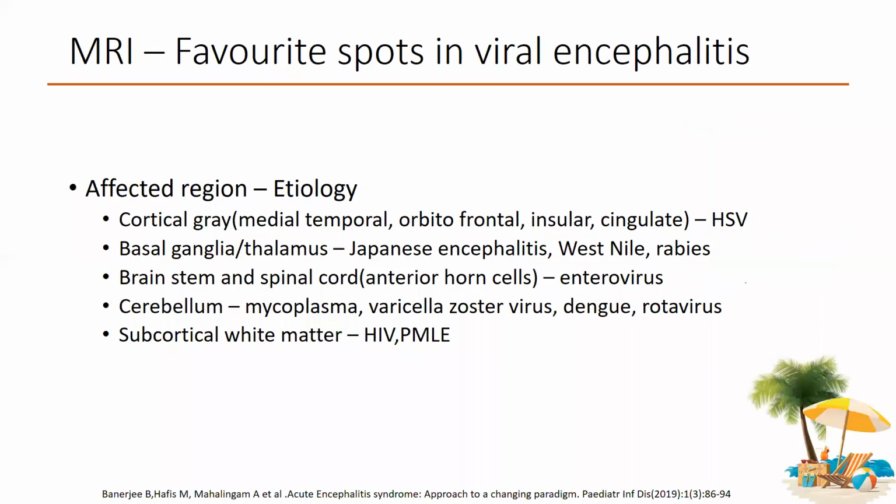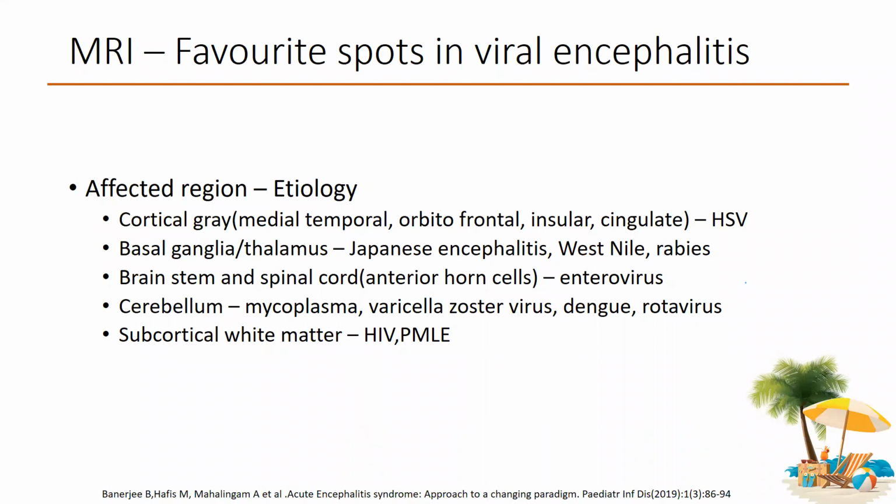So we have discussed various viral encephalitis. Japanese encephalitis we saw, where the thalamus is affected. We saw again a differential with a dengue fever patient who had involvement of the bilateral thalamus. So these are the typical areas. The cortical gray matter, the medial temporal lobe, orbitofrontal cortex, insular cortex, cingulate gyrus will be affected. Then you have to keep HSV in the differentials. Basal ganglia and thalamus, the common viruses that affect are Japanese encephalitis, West Nile, and rabies virus.